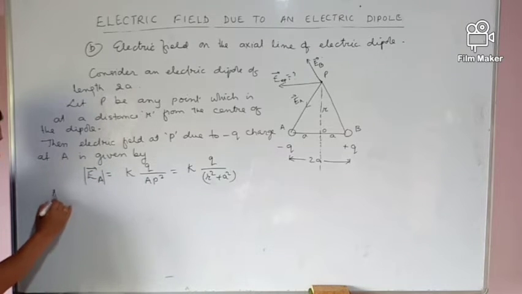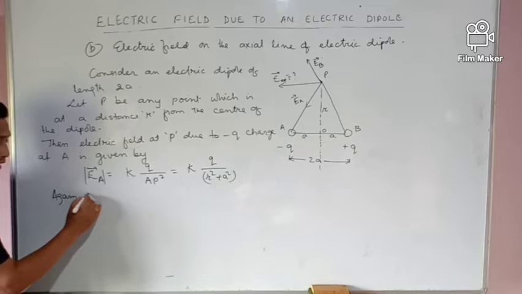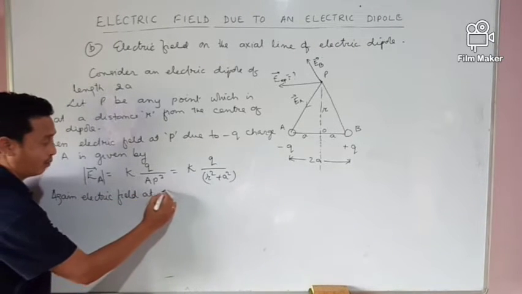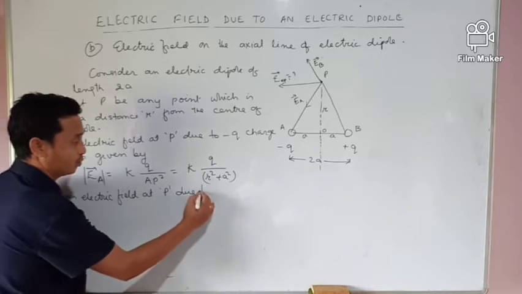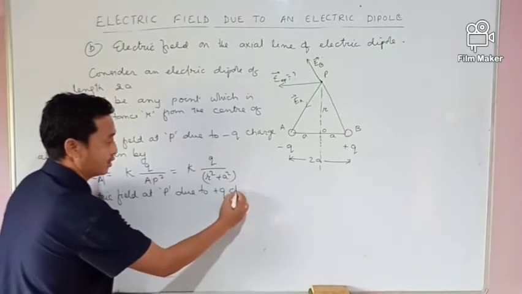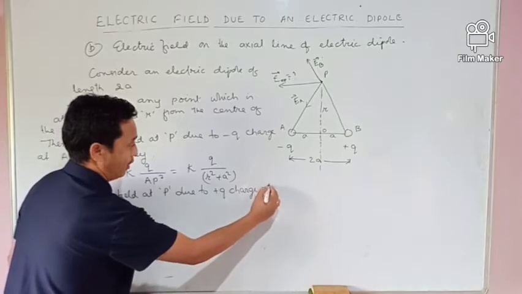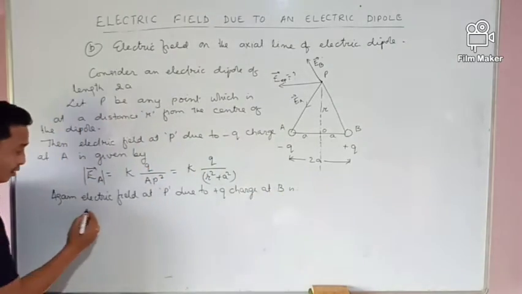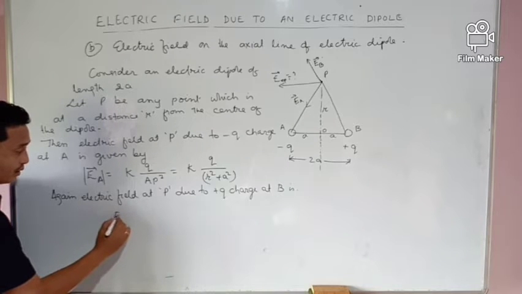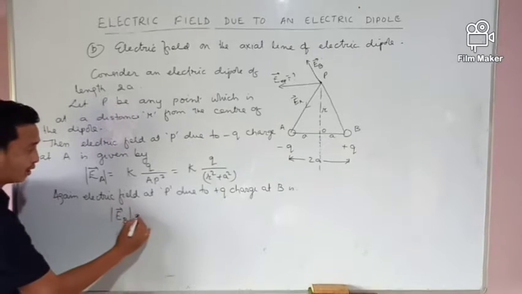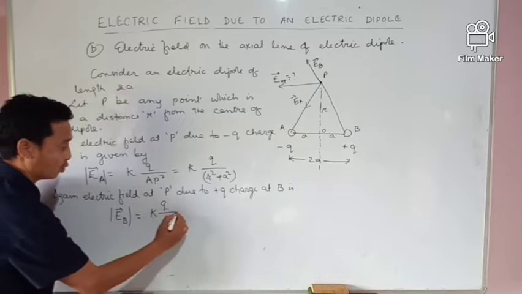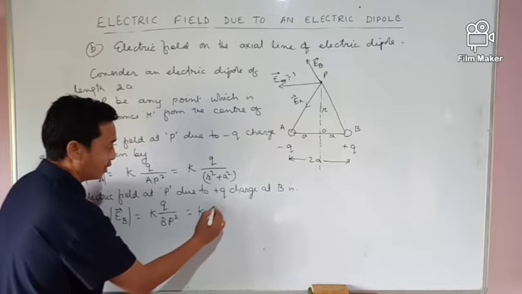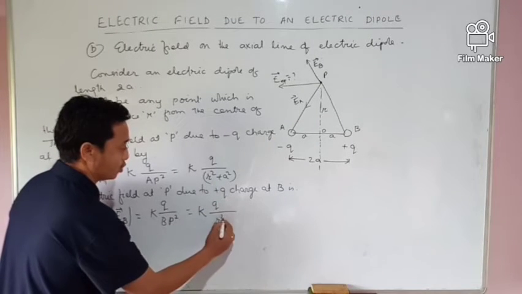Again, electric field at P due to plus q charge at B is given by EB magnitude equals K Q by BP squared, and this equals K Q by r squared plus a squared.